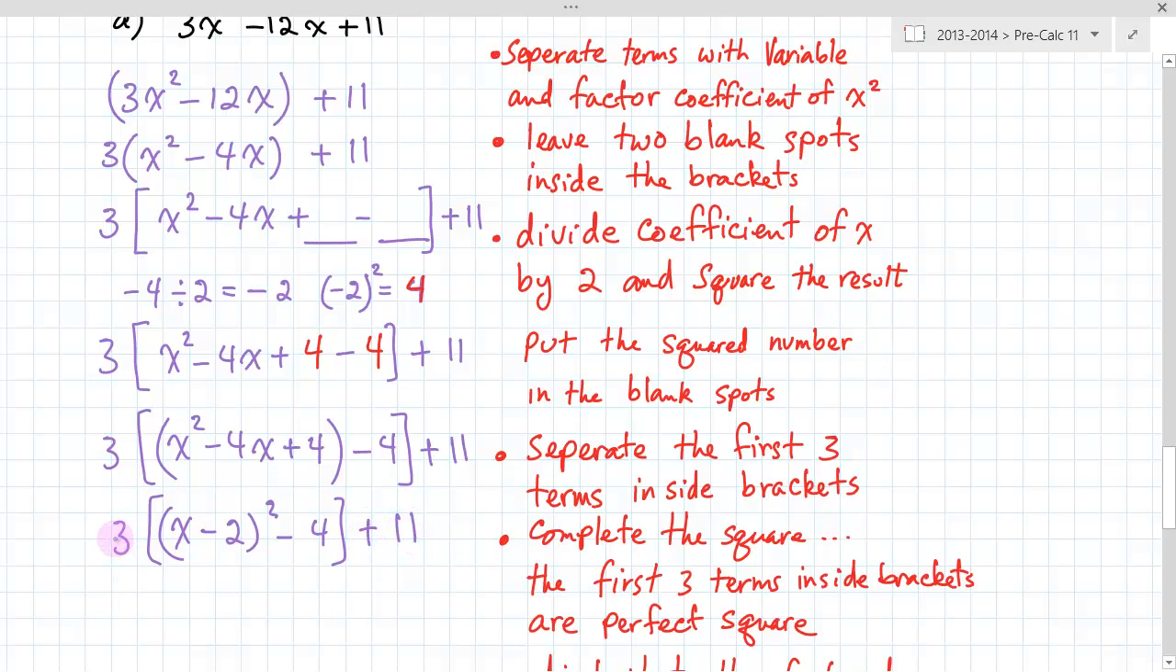Now I want to distribute this 3 over what's inside the square brackets. So this becomes 3 times the first term inside the square brackets, (x minus 2) all squared, 3 times negative 4, negative 12, plus that 11 that was sitting on the outside.